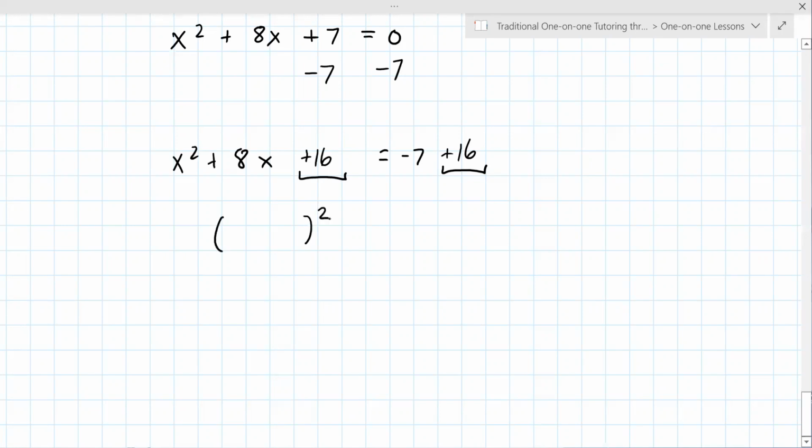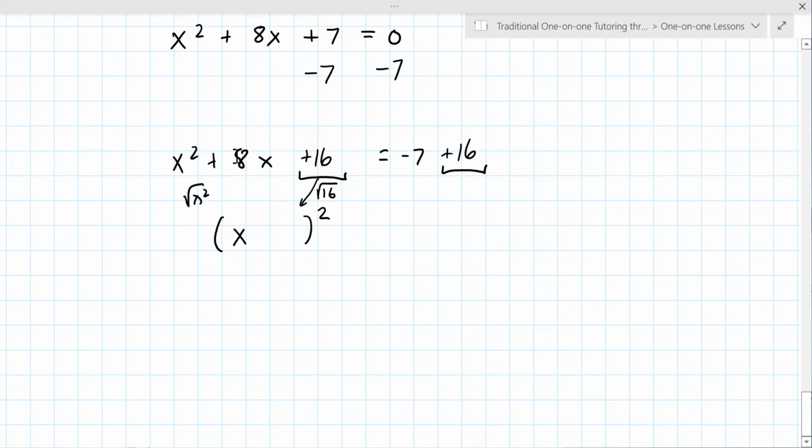Okay, what goes in parentheses here? X plus 8. Okay, it's not 8. It comes from this last number here. It's the square root of 16. Is it 6? Nope. How did you get 16? Tell me how you got 16, because you'll get your answer.